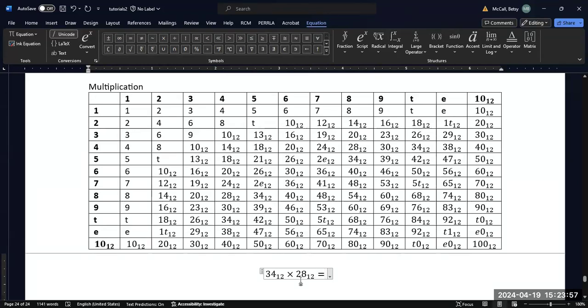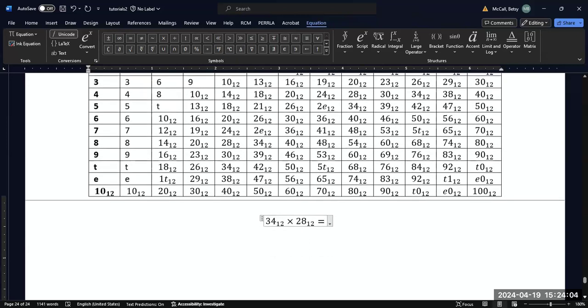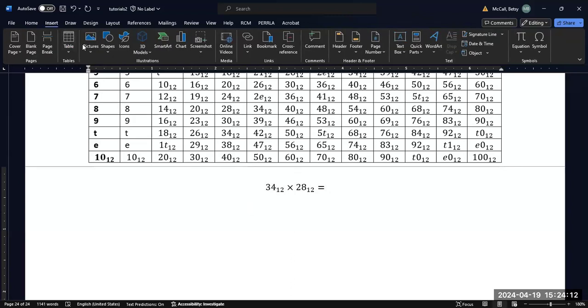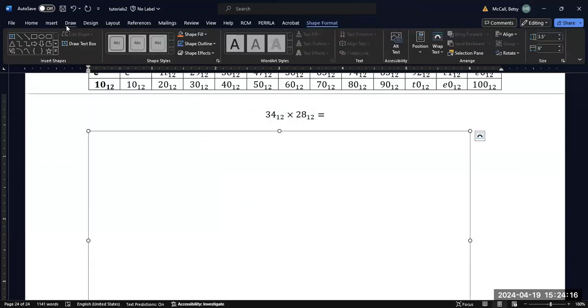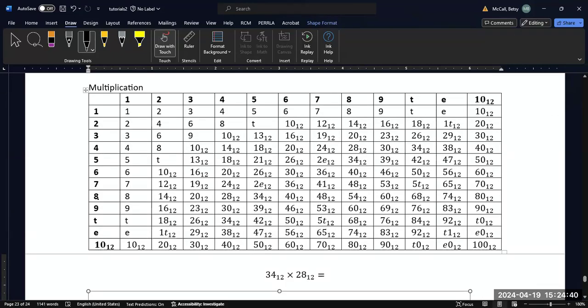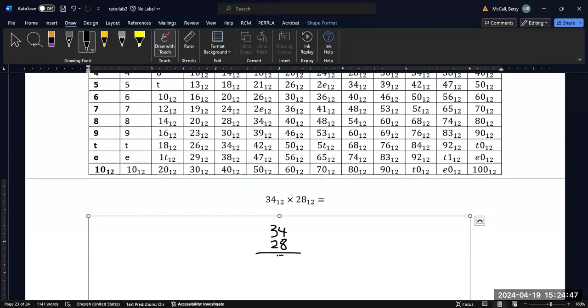remember that in multiplication, I'm essentially going to multiply unit by unit. So think about what's happening here. Let's write this in vertical form. So 34, I'm going to drop the subscripts because it's hard enough to write like this as it is. But keep in mind, we're in base 12. So what am I doing? I'm multiplying 8 by 4, and then I'm multiplying 8 by 3. So let's think about our table. What is 8 by 4? It is 28. So I'm going to write down the 8. And then I'm going to carry the 2.